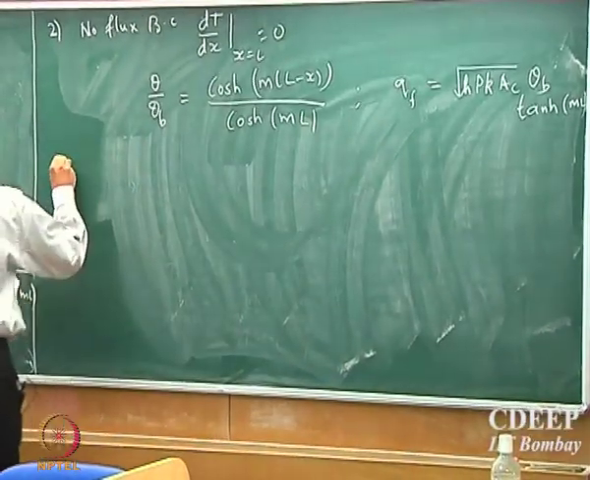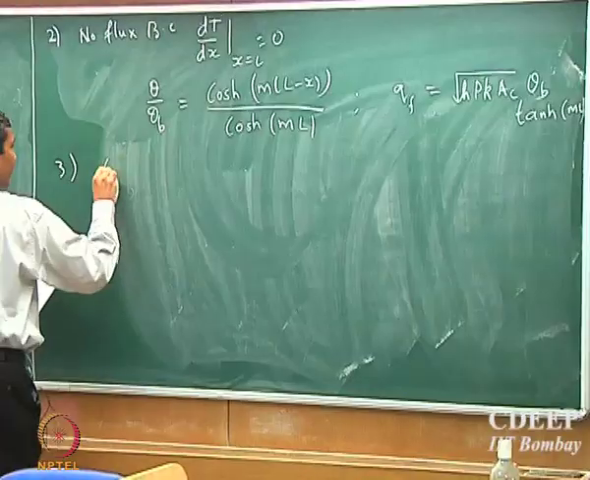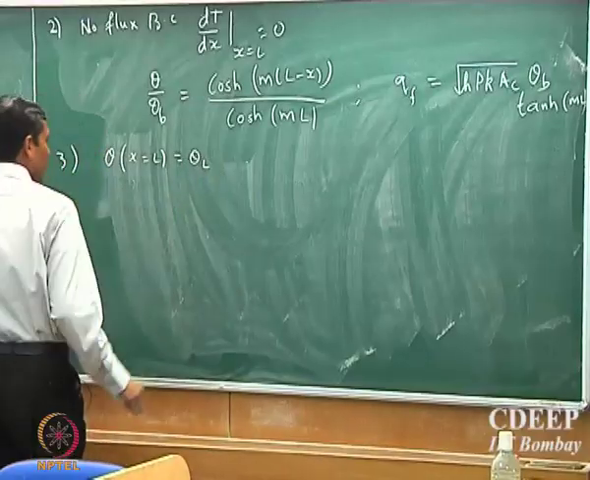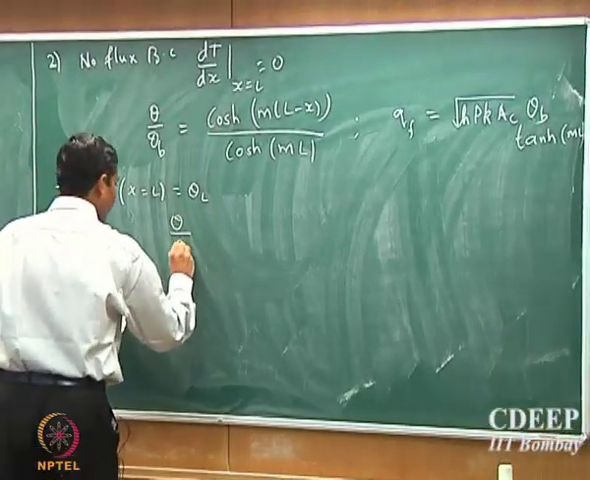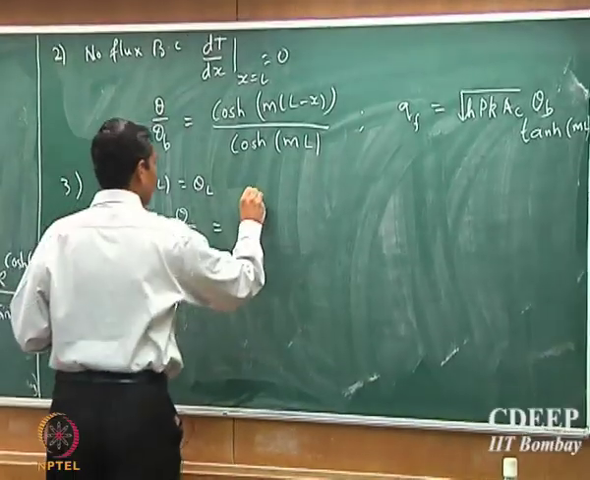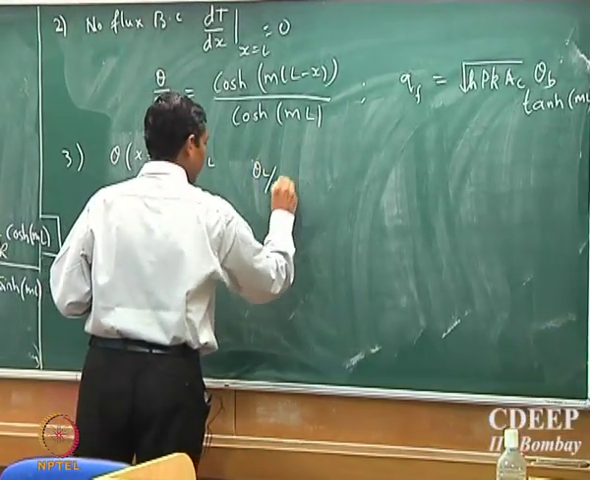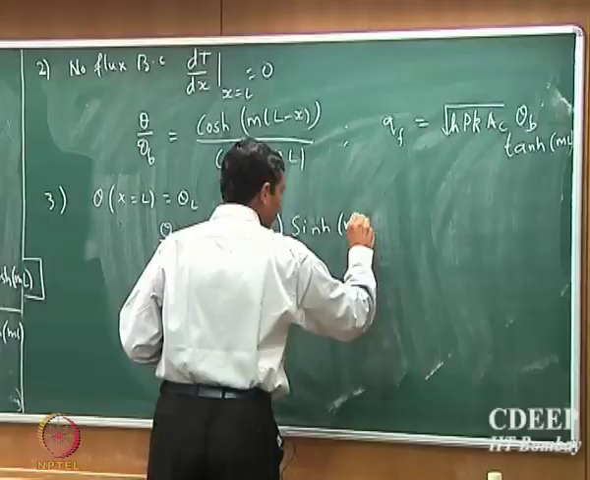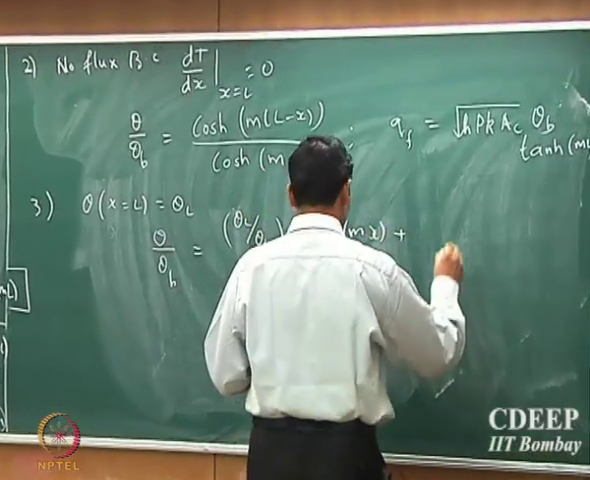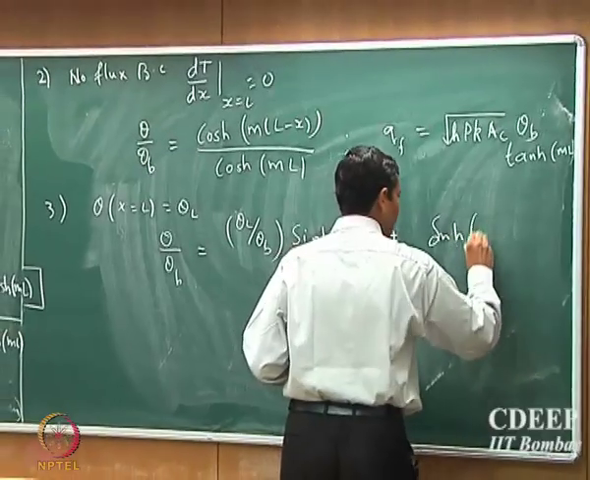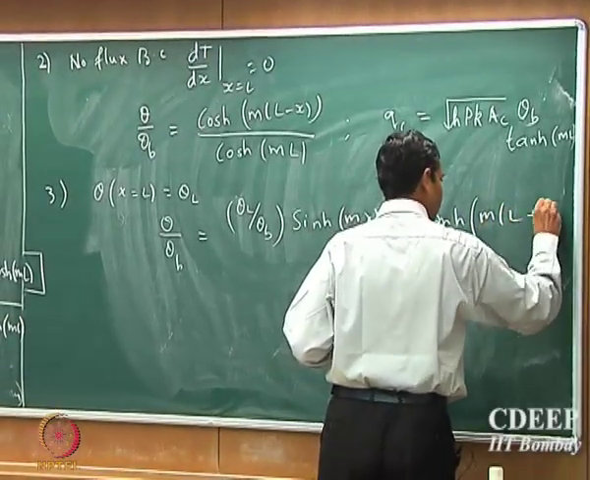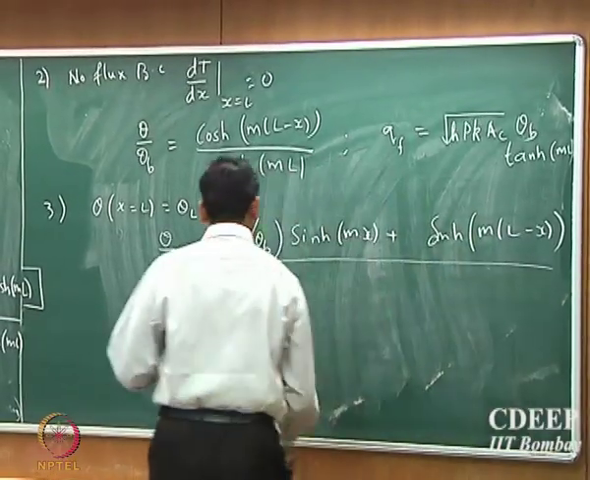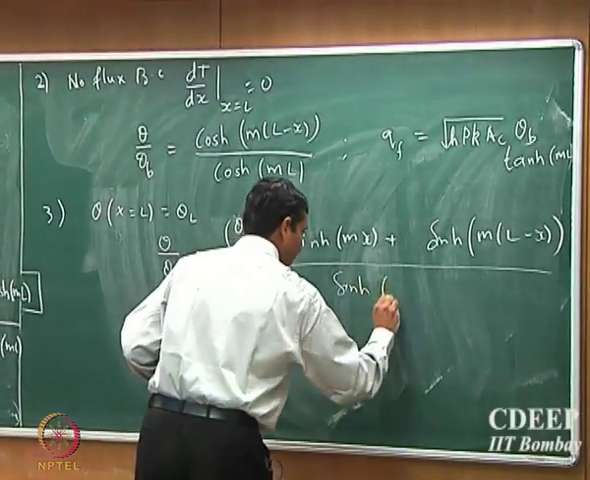And for the third boundary condition, where you have a fixed temperature, that is theta at x = L is theta_L, the solution will be theta/theta_b = [(theta_L/theta_b) sinh(mx) + sinh(m(L - x))] divided by sinh(mL).